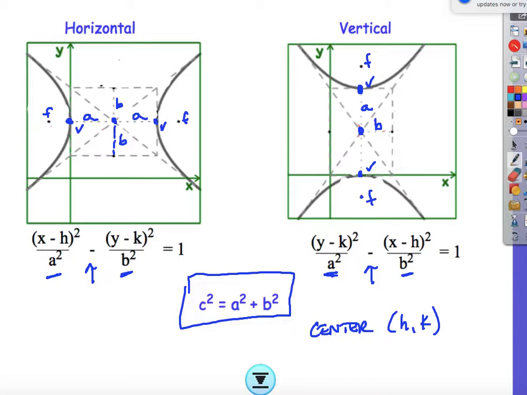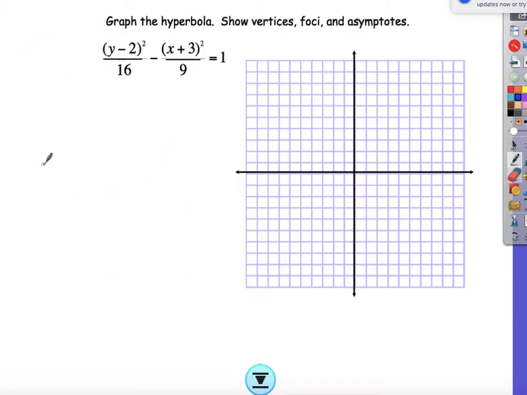So we're just going to kind of practice this now. So we're going to graph this hyperbola. So first thing I want you to notice is that the y's are first.